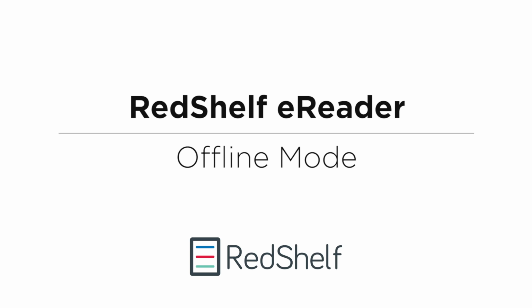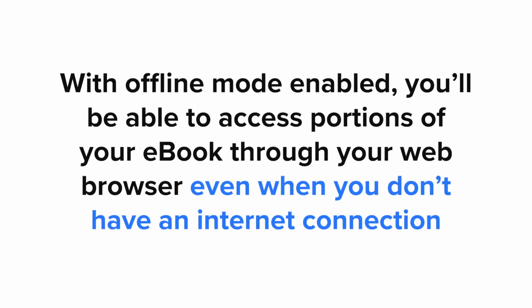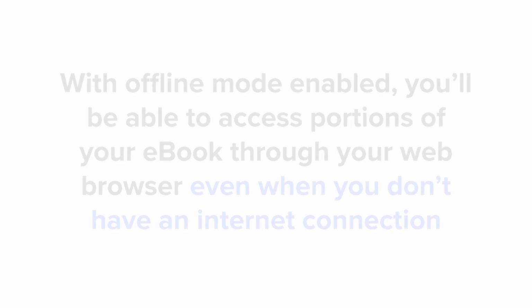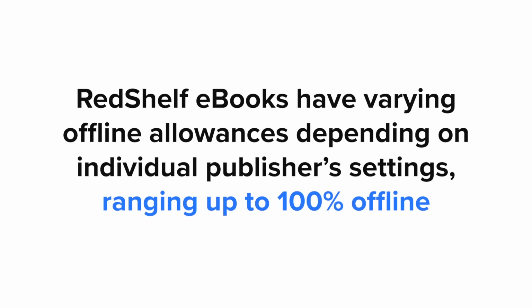This video explains how to determine offline mode allowances and how to select text to download in the RedShelf eReader. With offline mode enabled, you'll be able to access portions of your ebook through your web browser, even when you don't have an internet connection. RedShelf ebooks have varying offline allowances depending on individual publisher settings, ranging up to 100% offline.